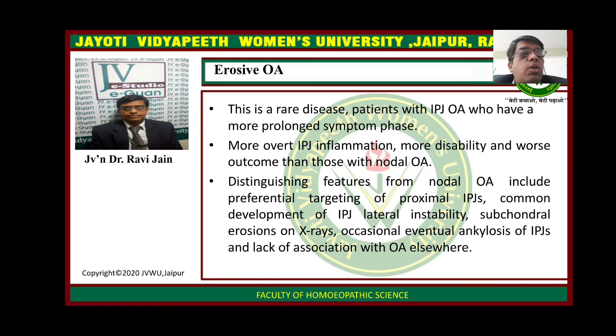Distinguishing features from nodal osteoarthritis include preferential targeting of the proximal interphalangeal joints, common development of interphalangeal lateral instability, and subchondral erosion on X-rays. We have occasional eventual ankylosis of the interphalangeal joints and lack of association with osteoarthritis elsewhere.